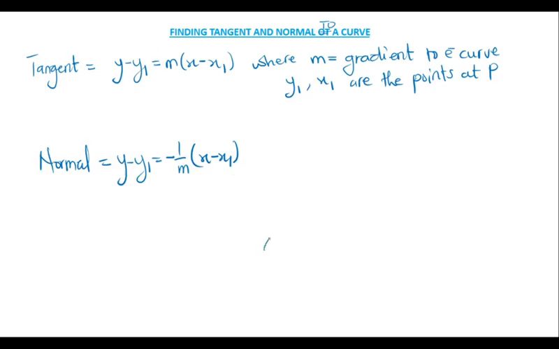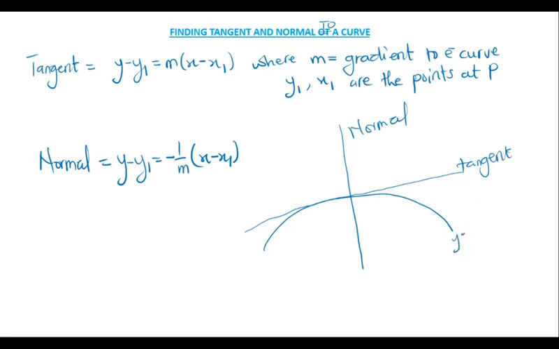Actually, the diagrams look like this. So we have a curve, and then this is our normal, and then this is our tangent. This is not drawn to scale, so this is our tangent line, and then this is our normal.